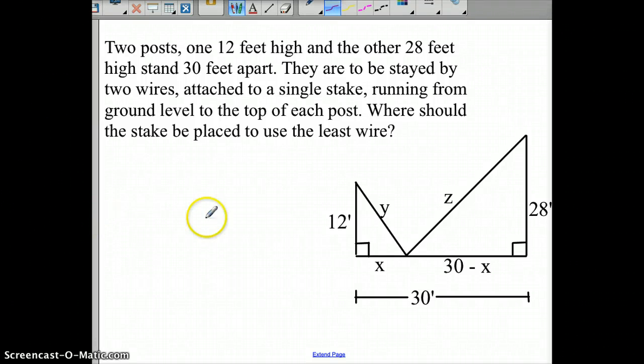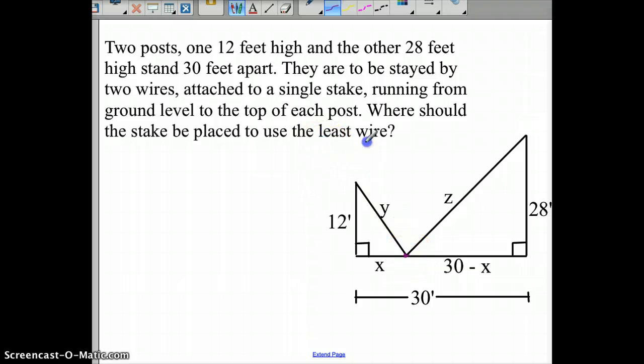We have 2 posts. One post is 12 feet high. The other is 28 feet high, and they stand 30 feet apart, so this total distance is 30. They are to be stayed, which means secured in place, by 2 wires. So these are the 2 wires. The wires are attached to a single stake, so the stake is here. The wires run from ground level to the top of each post. Where should the stake be placed to use the least amount of wire?